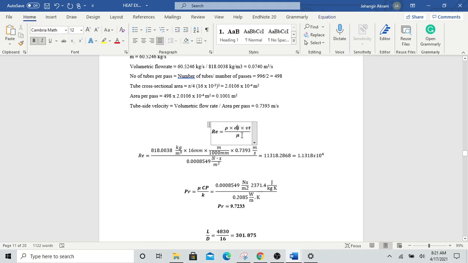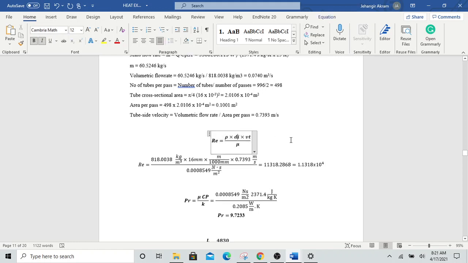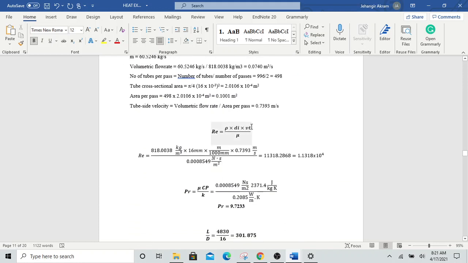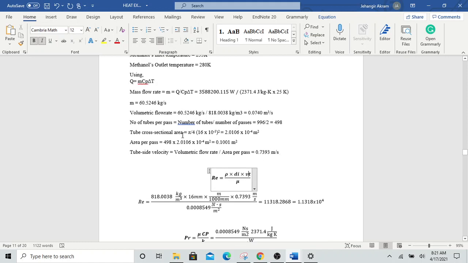We have our inside tube diameter, as we are using the tube side. We have the velocity of the tube side fluid. Do you know how we find velocity? Velocity is basically the ratio of volumetric flow rate to area. Also we have to determine the number of tube passes. We use two passes, so number of tubes divided by number of passes is equal to number of tubes per pass.